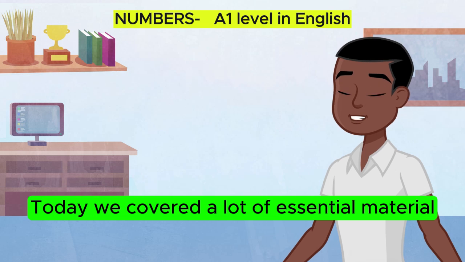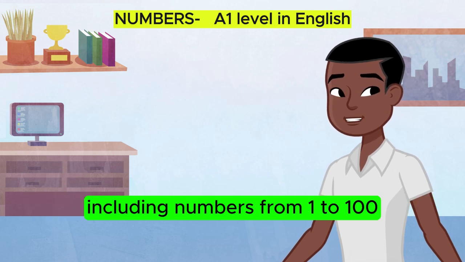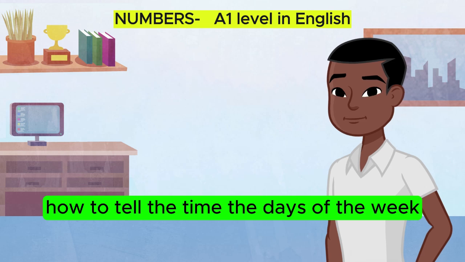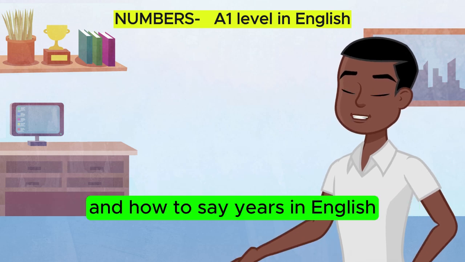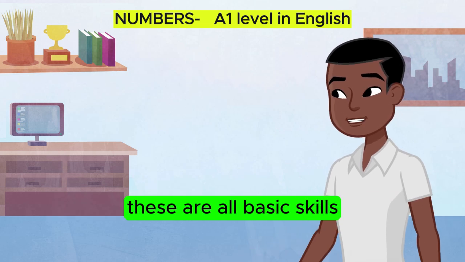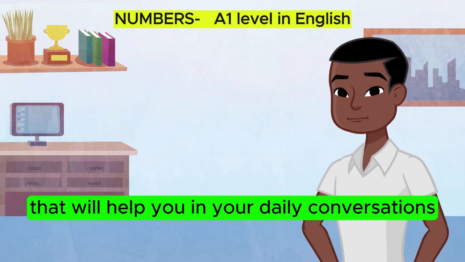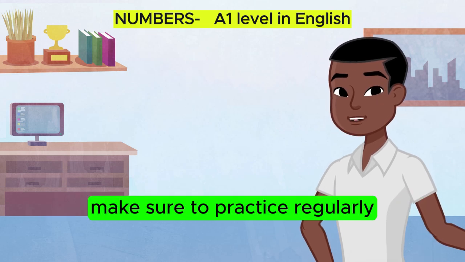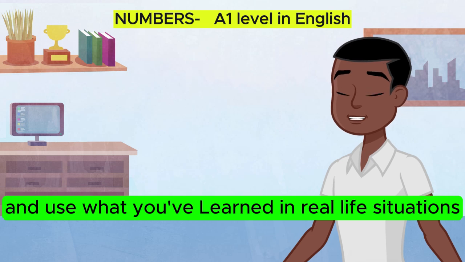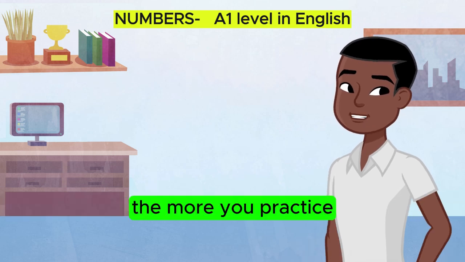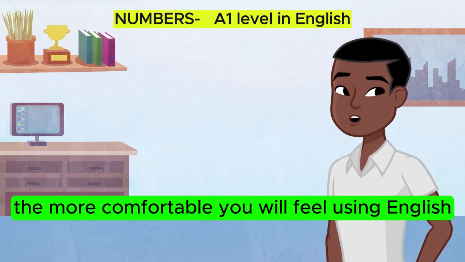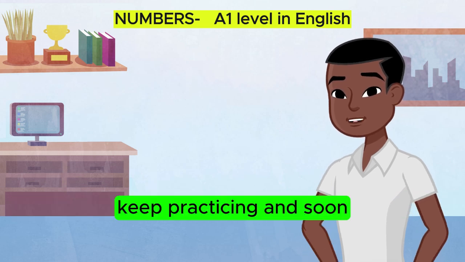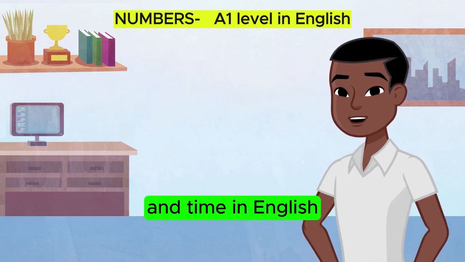Today, we covered a lot of essential material, including numbers from 1 to 100, how to tell the time, the days of the week, and how to say years in English. These are all basic skills that will help you in your daily conversations. Make sure to practice regularly and use what you've learned in real-life situations. The more you practice, the more comfortable you will feel using English. Keep practicing and soon you'll be very confident with numbers and time in English.